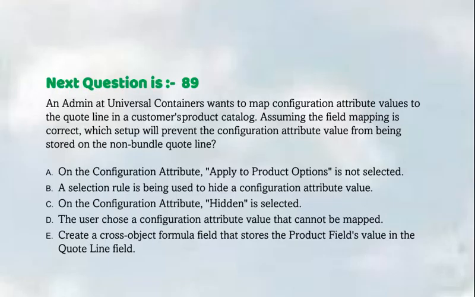Option B. A selection rule is being used to hide a configuration attribute value. Option C. On the configuration attribute, hidden is selected. Option D. The user chooses a configuration attribute value that cannot be mapped. Option E. Create a cross-object formula field that stores the product field's value in the quote line field.